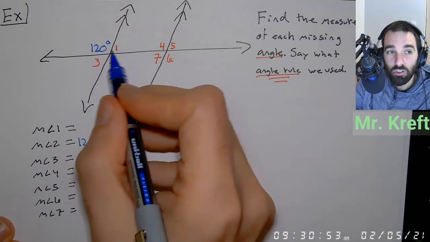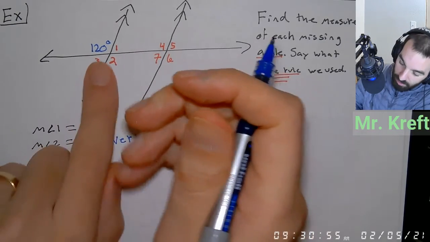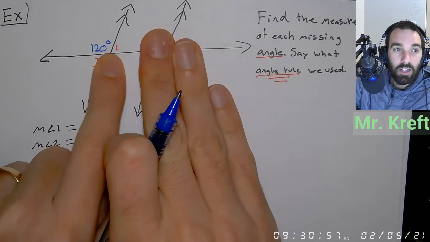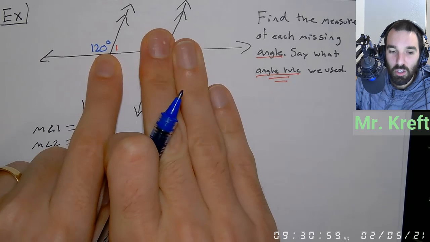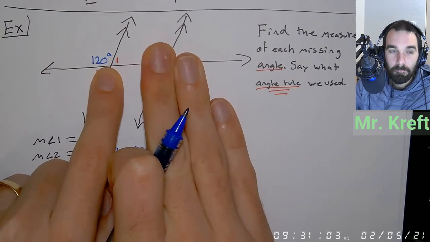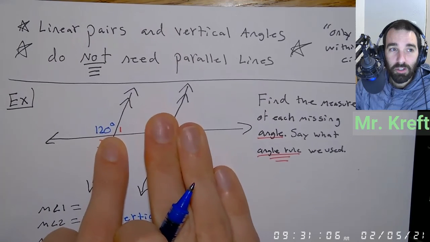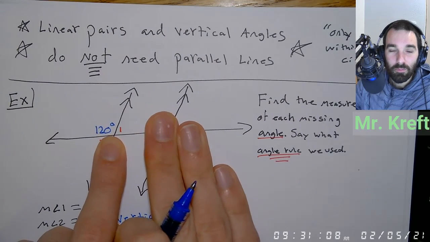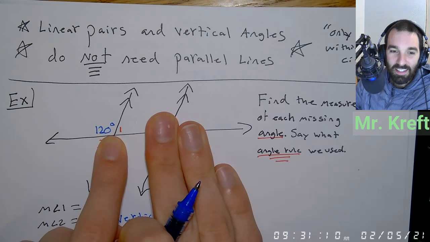So in chat, what angle relationship is this between 120 and, I'm trying to cover those up, 120 and angle 1? Can you guys type it in chat? What angle relationship is that? Yeah. So what angle relationship? Here, I'll give a hint by pushing my paper. Yeah, linear pairs. I mean, they are consecutive.